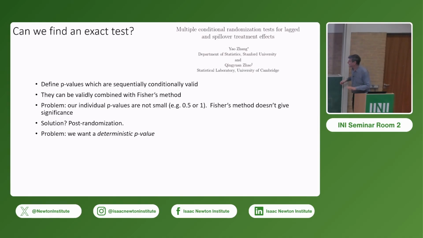But the problem is that we don't want a post-randomized p-value. We want a deterministic p-value. We want a p-value that's a function of the data. And the reason for that is that as an experimental scientist, if you submit a paper to a biology journal saying, we did this statistical test that generates a random p-value, and I promise we ran it only once, and if you run it only once, and not if you run it 100 times and pick the best one, but if you run it only once, it's a valid p-value.